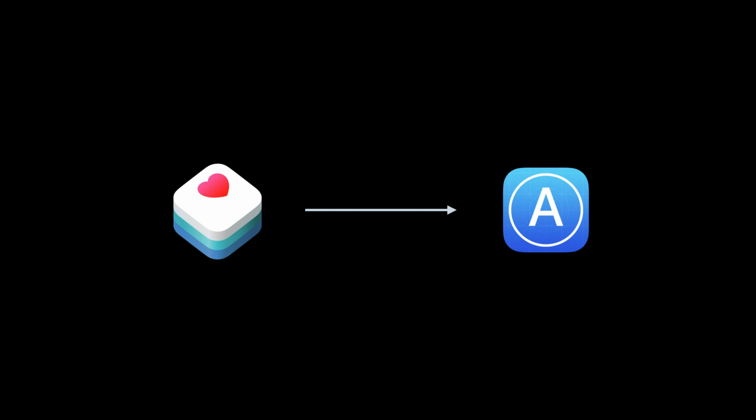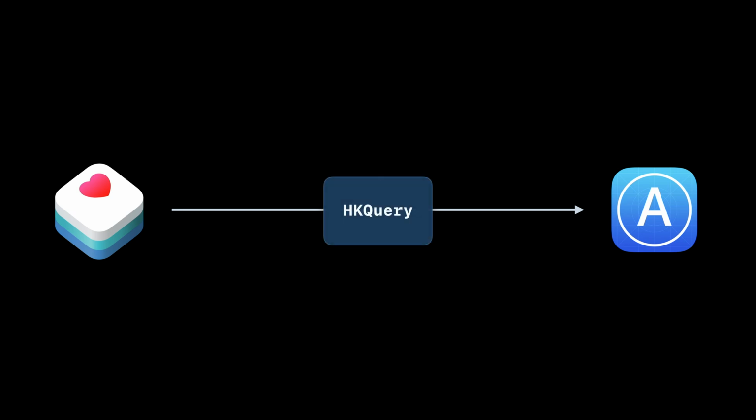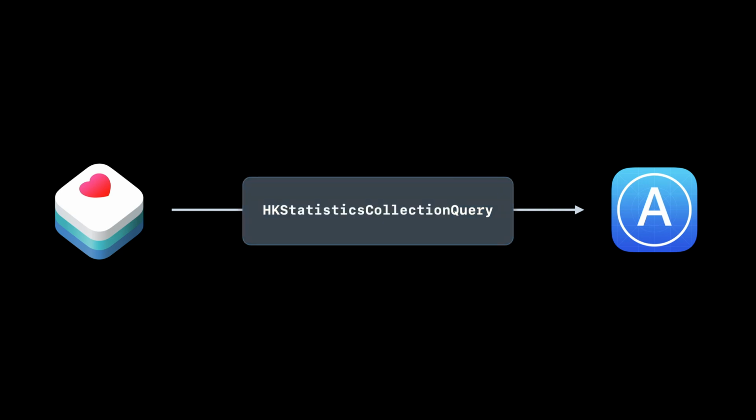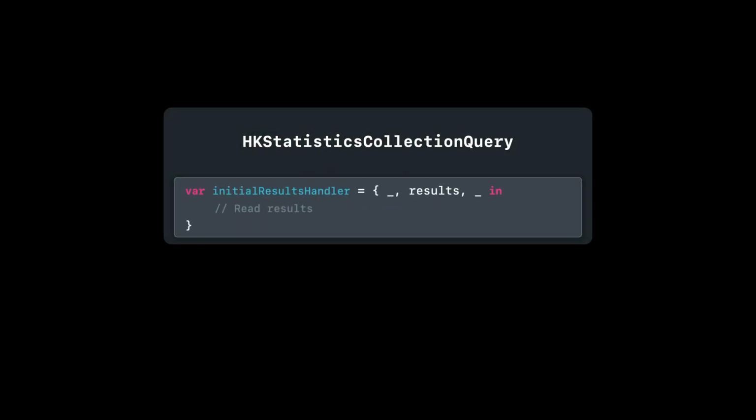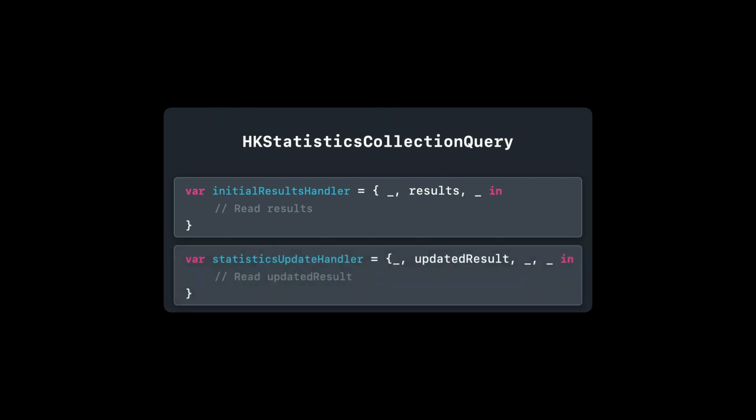All queries are subclasses of HKQuery. If I'm interested in knowing the total calories burned over a certain period of time, a great query to get these computed statistics is HKStatisticsCollectionQuery. To get the initial results, you would set the initial results handler closure of the query. And if you're interested in watching for any updates, you would additionally set the statistics update handler closure. Once the query is started, these closures will be called with the results.